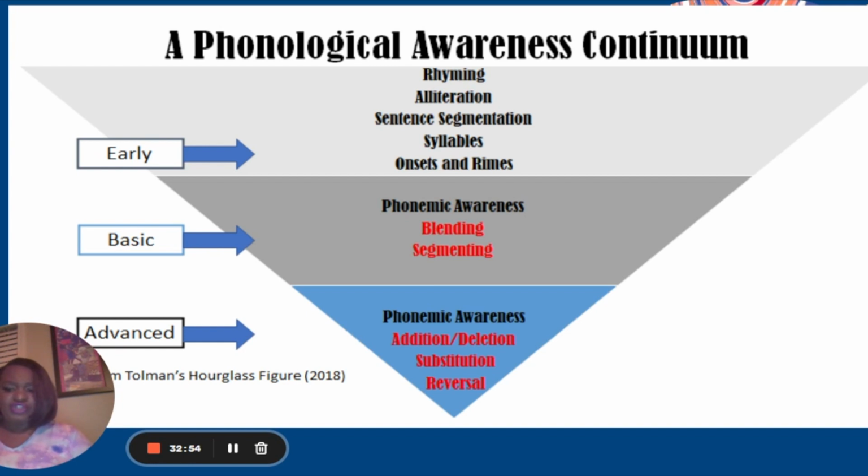We then move on down to our basic level, which is where phonemic awareness in the areas of blending and segmenting will appear. And finally, we take our students to the area of advanced phonemic awareness, where we engage them in activities that will allow them to add, delete, substitute, and reverse phonemes in spoken words. This figure was adapted from Carol Tolman's Hourglass figure of 2018.